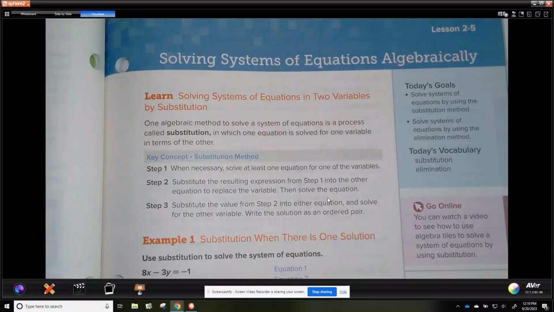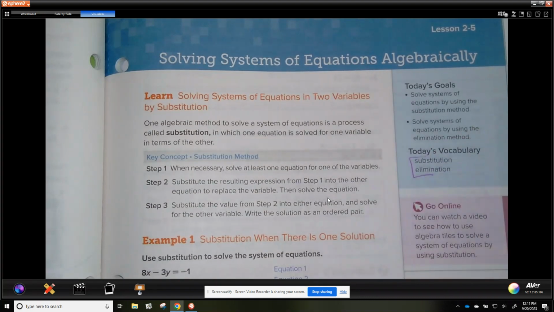Hi, today I'm going over 2-5, solving systems of equations algebraically. This is a topic you've already done in Algebra 1, so hopefully it's a review or helps you strengthen those skills of solving more than one equation. So there are two methods to solve them.